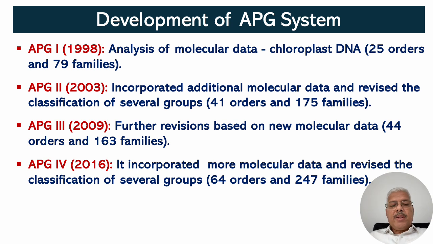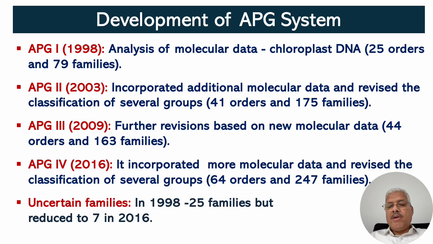Each version of the APG has included a list of families or genera of uncertain position. In 1998, 25 families fell in this category, but by 2016 the list had shrunk to 7, demonstrating the increase in knowledge as more plants have been sampled and more DNA regions have been investigated.